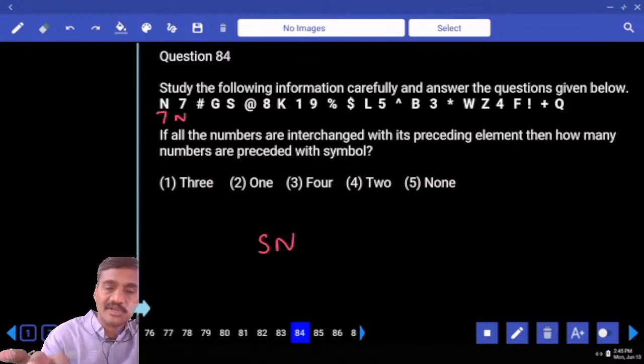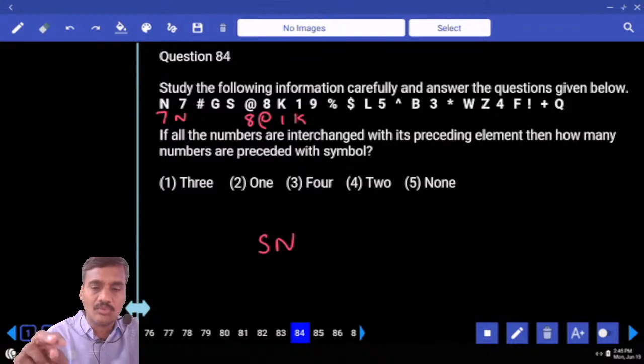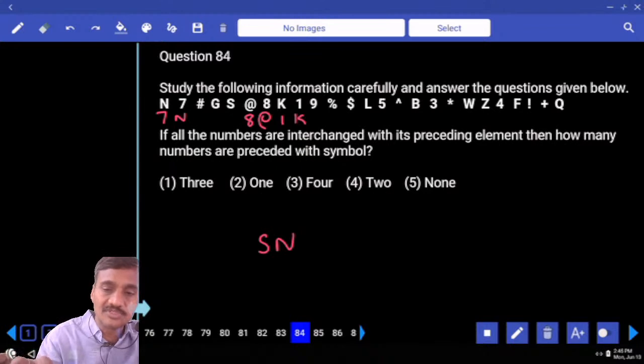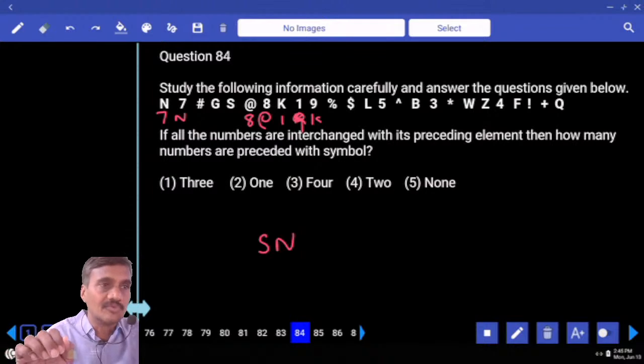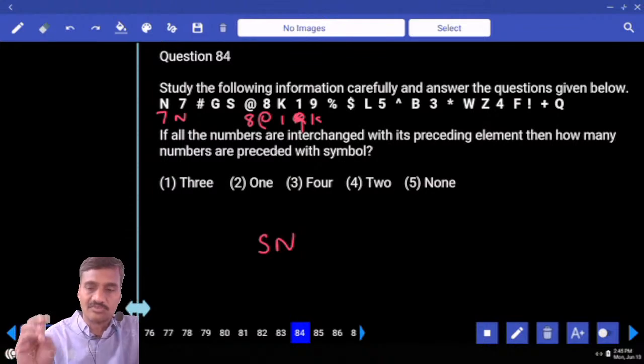And next one, number and preceding element, this is 8 and @. 1 and k means 1 and k. And next one, 1 and k, then 9 and 1. 9 and 1, now what happens? 9 and k. And k will be here, 9 will be here. Are you following? And next one, number 5 and L.